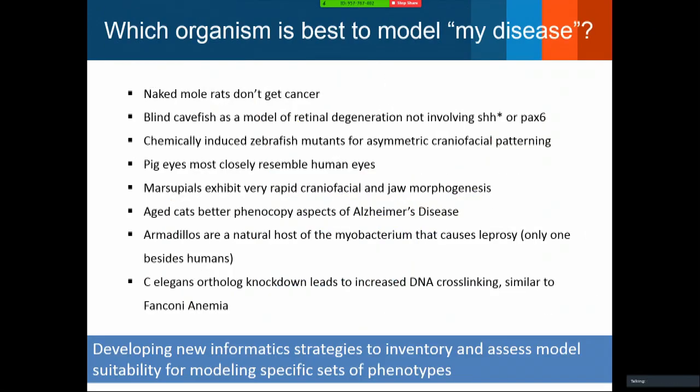Jennifer really gave me a great lead-in because I think that we need to be thinking more carefully about which organism is best to model the particulars of a given disease. And so I just put some examples up from some of the work we've been doing to inventory all of the models of disease that have been published in the literature. So, for example, naked mole rats don't get cancer. We just heard about marsupials having very rapid craniofacial and jaw morphogenesis. The pig eye is actually the one that most closely resembles human eyes.